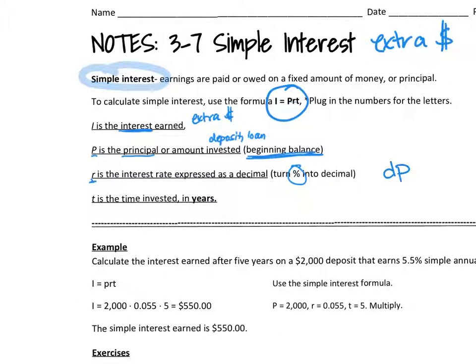Think of that Dr. Pepper. So percent to decimal, we want to work this way, so we would move it 2 spaces to the left. And then T is the time invested, however long you're letting that money sit there or waiting to pay back, in years though. So if they give you a time in months, we would take that months, however long it is, and divide it by 12. And that would be what you use in your formula for T.